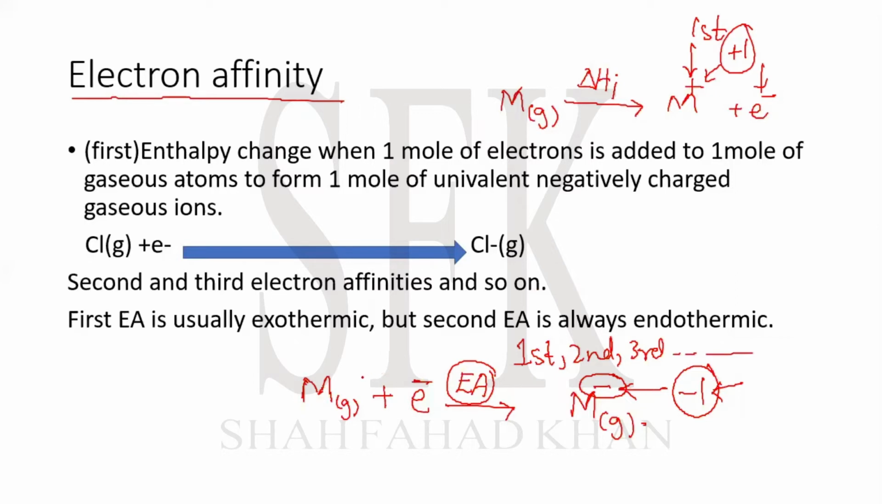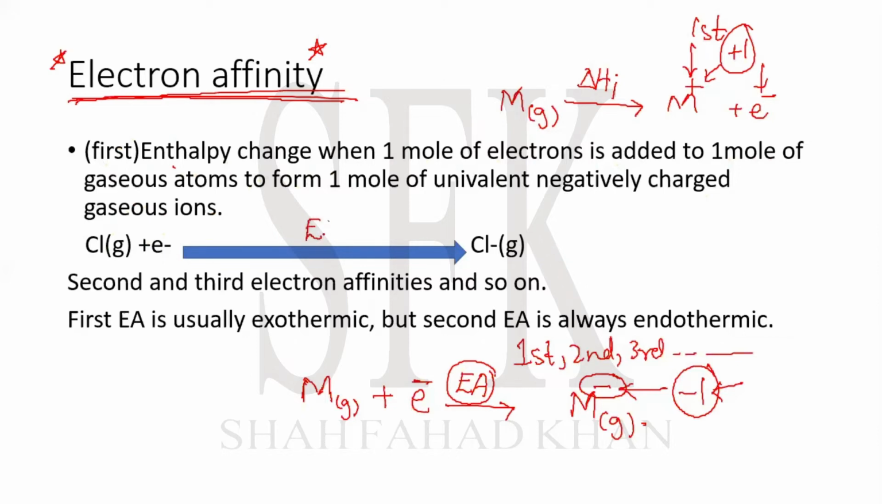Now, first electron affinity is when one mole of electrons, I've written it down over here. Guys, the definition of electron affinity is important, this is asked in A2. Ionization energy is not that frequently asked, but electron affinity is part of the A2 syllabus, so it is asked. The first electron affinity is when one mole of electrons is added to one mole of gaseous atoms to form one mole of univalent negatively charged gaseous ions, and this is how you represent it in the form of an equation.